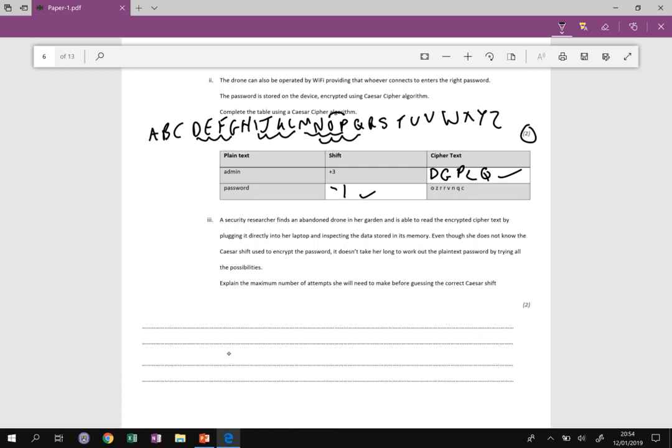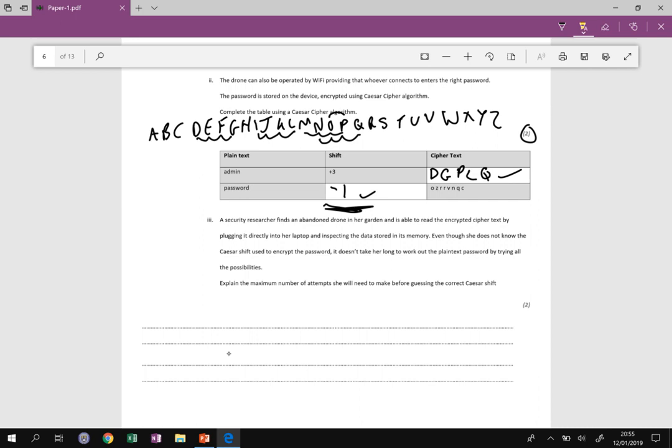A security researcher finds an abandoned drone in her garden, and she's able to read the encrypted ciphertext, so that's this column here, by plugging it directly into a laptop and inspecting the data stored in memory. Even though she doesn't know which Caesar shift, so she doesn't know what this value is, it doesn't take her long to work out the plain text password by trying all the possibilities. So she's doing a brute force, I suppose, trying every possible Caesar shift to work out what the original plain text was, given that she's read this from her discovered drone.